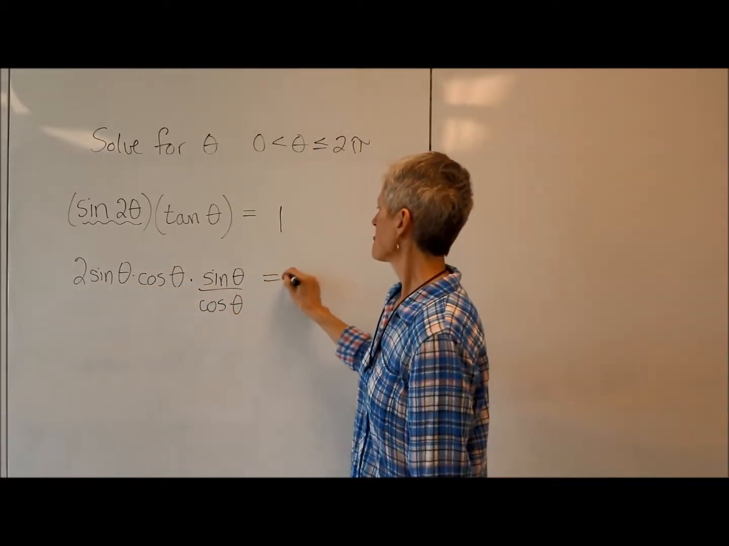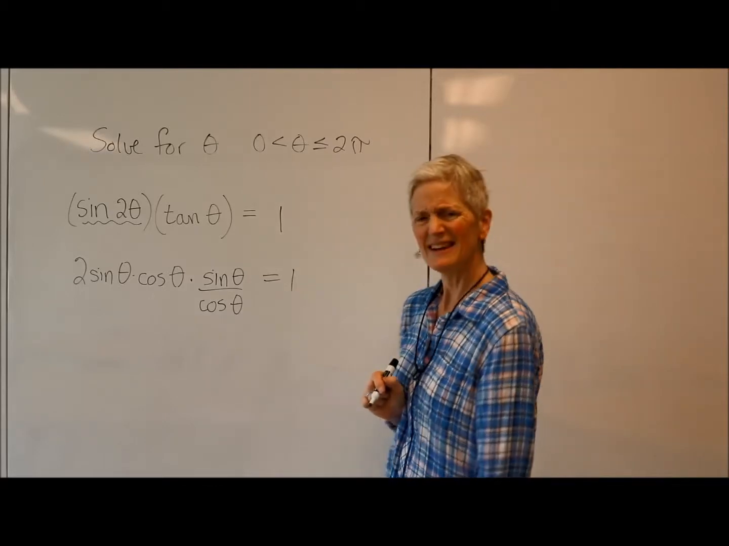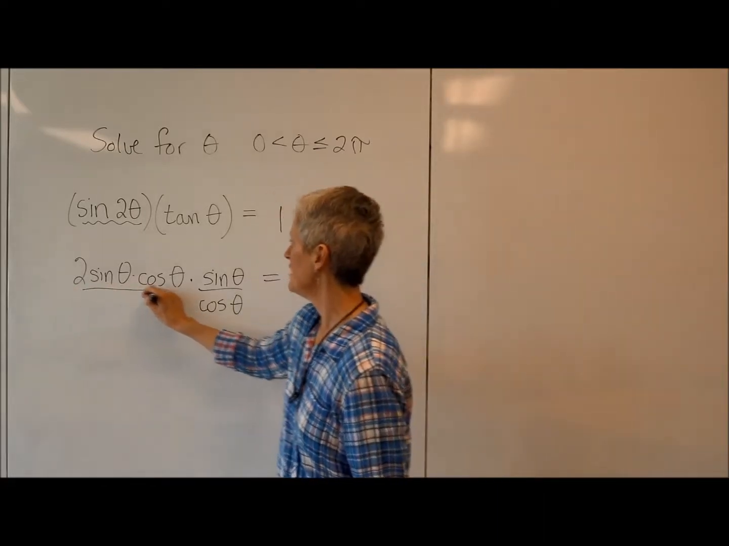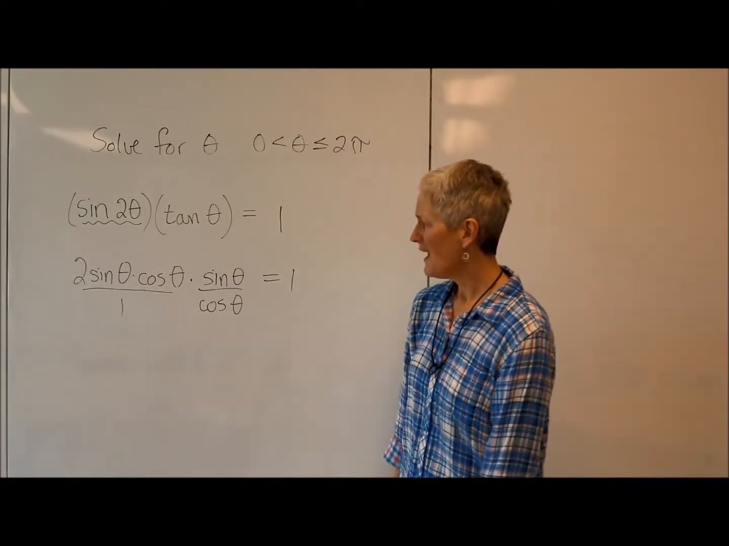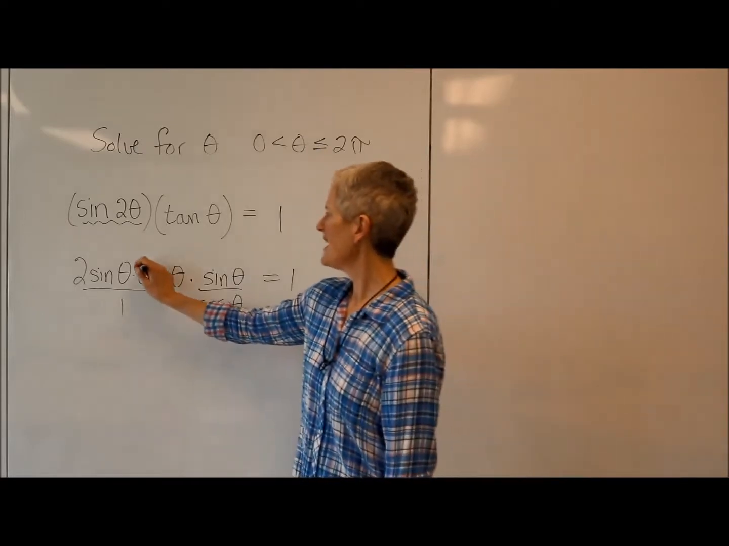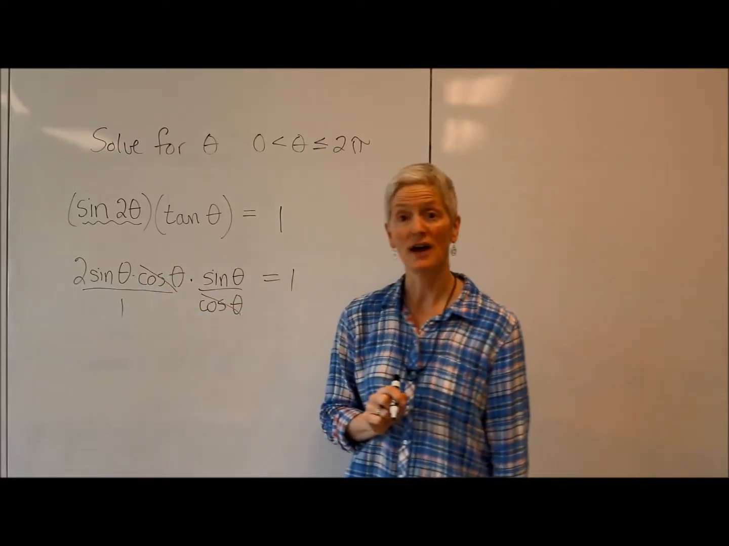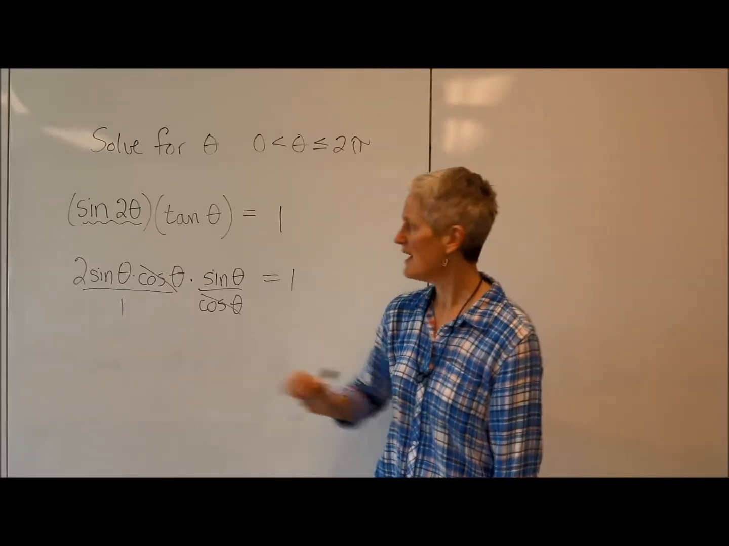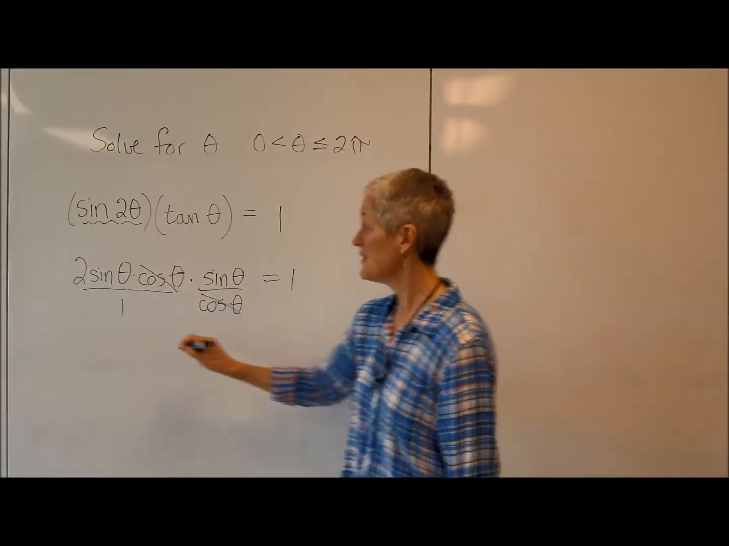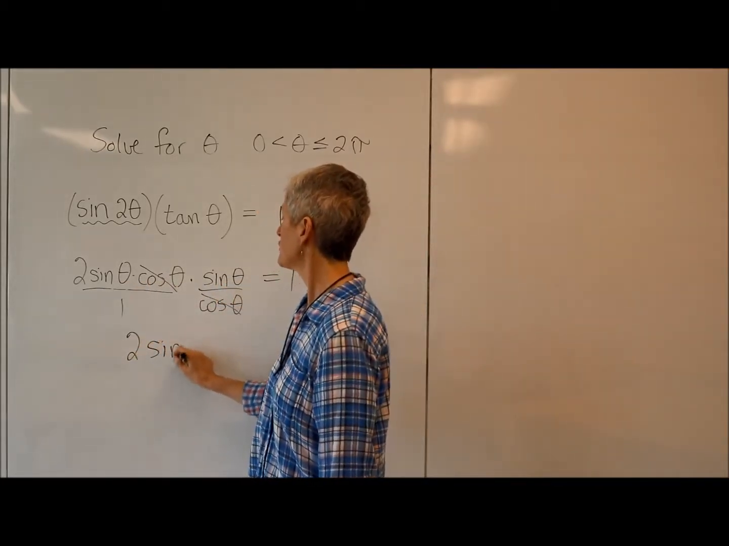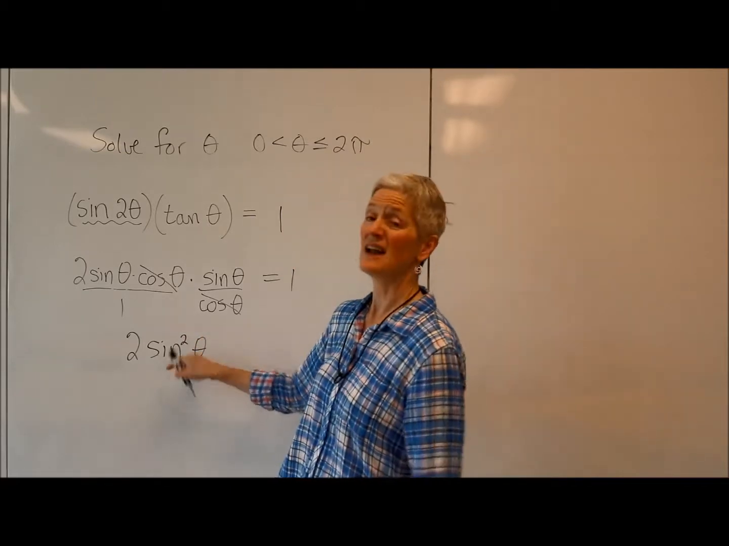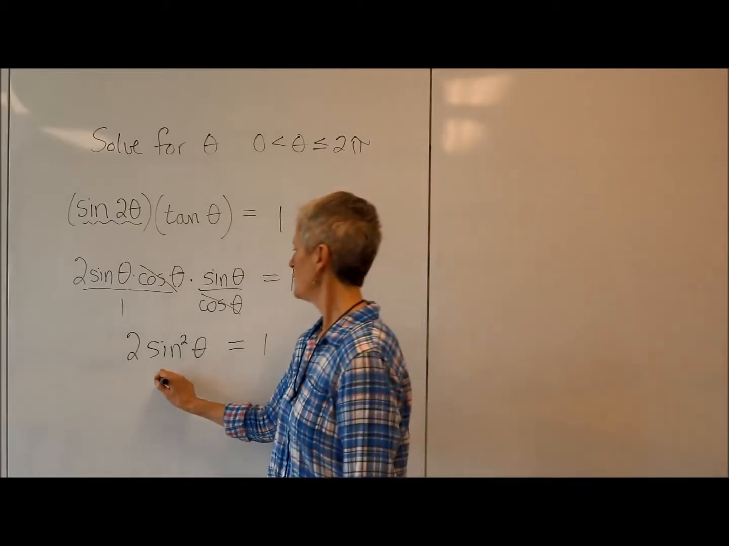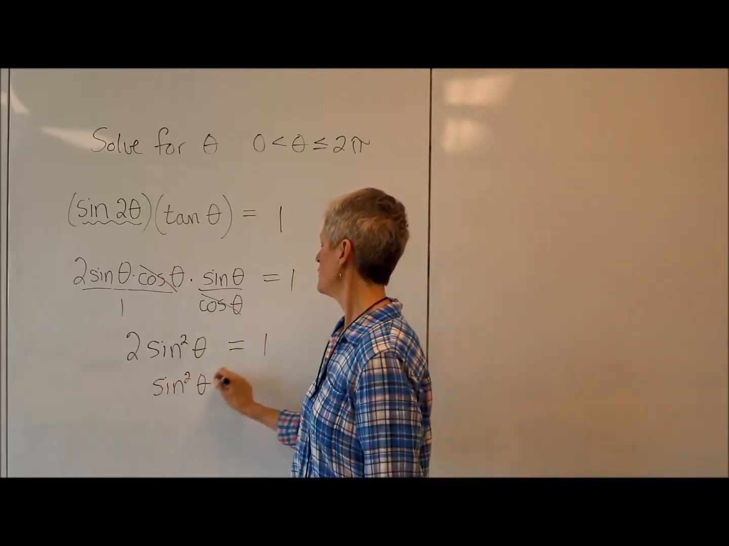All right. Is that going to take us somewhere? I think so. Look. I could think of this as all over 1, correct? I think there's some dividing I can do. I think I can divide out that cosine of theta. Alrighty? And now I have 2 sine of theta times sine of theta, which is just 2 sine squared theta. Of course, that just means sine of theta quantity squared equals 1. So sine squared theta equals 1/2.